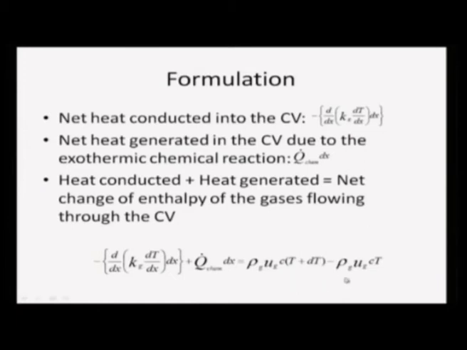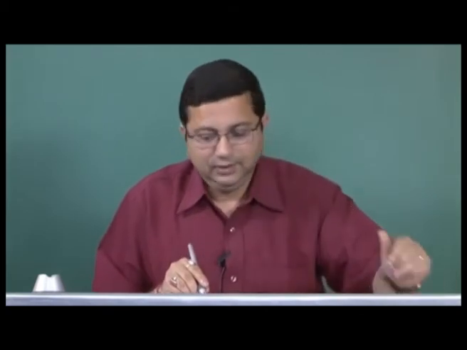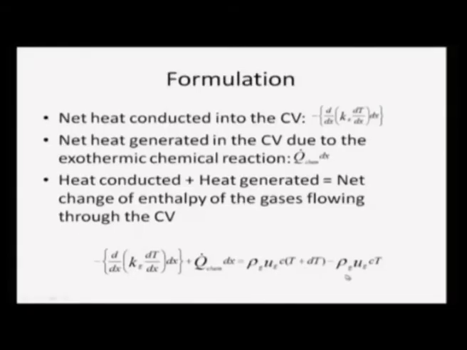So, how do we get the net change of enthalpy? This term is the enthalpy of the gases flowing out, where rho g is the density of the gases, ug is the velocity of the gases, c is specific heat, and T plus dT is the temperature at the right surface. Similarly, rho g is the density of the incoming gases, ug is the velocity of the incoming gases, c is the specific heat, and T is the temperature of the incoming gases. Therefore, this term on the right hand side is the net change in enthalpy.